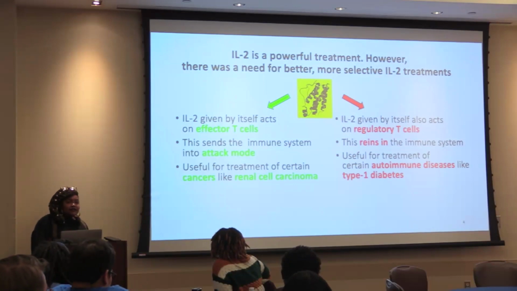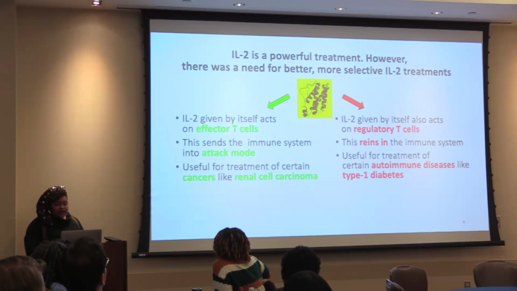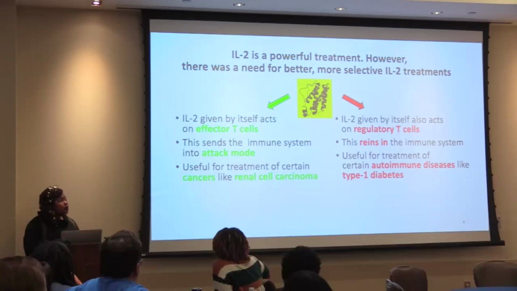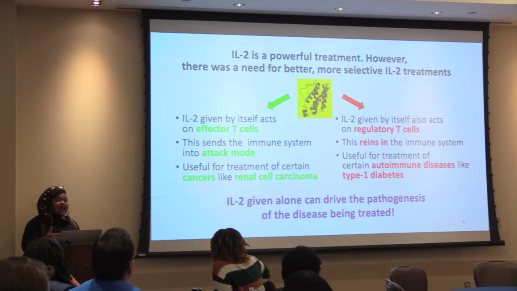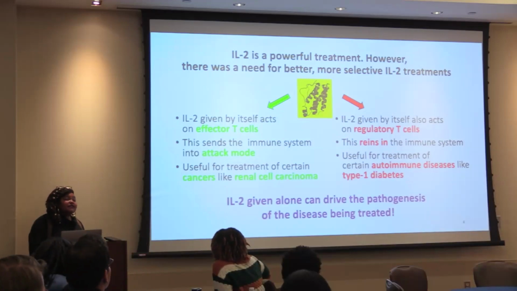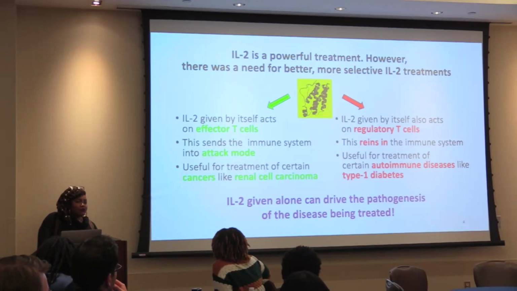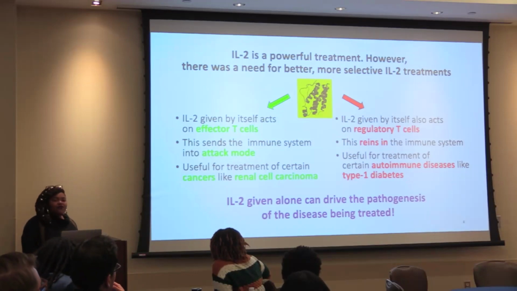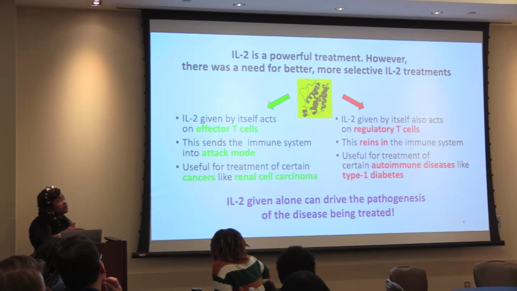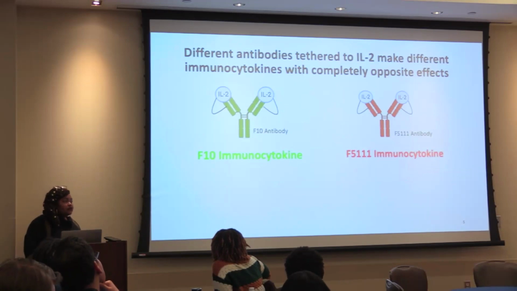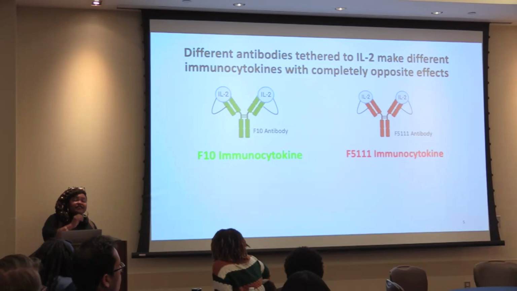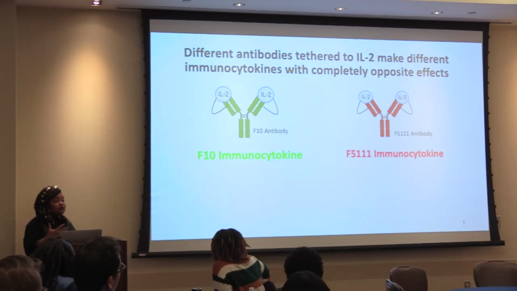So the problem is when you give IL-2 to a patient, at the exact same time, IL-2 is going to be having these two polar opposite effects, and that can actually drive the pathogenesis of the disease that we're trying to cure, which is horrible, right? So the idea is, well, how do we fix this? How do we specify which particular pathway IL-2 is going to take? That's exactly what Dr. Jamie Spangler and her lab did: they engineered antibodies that they tethered to IL-2 to make these immunocytokines that have these two opposite effects.